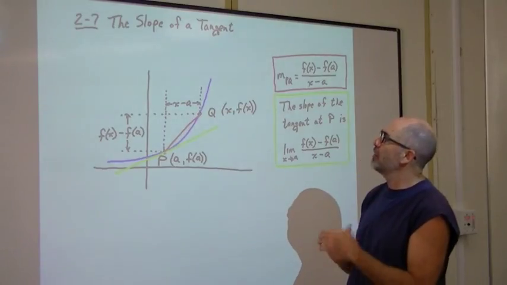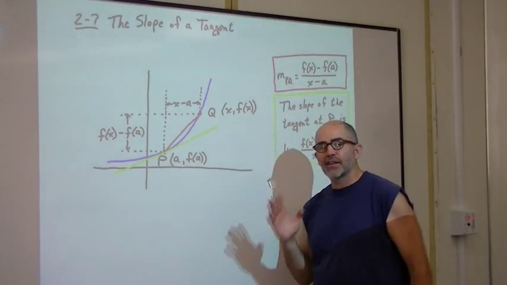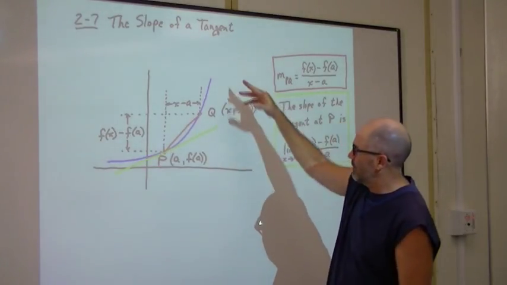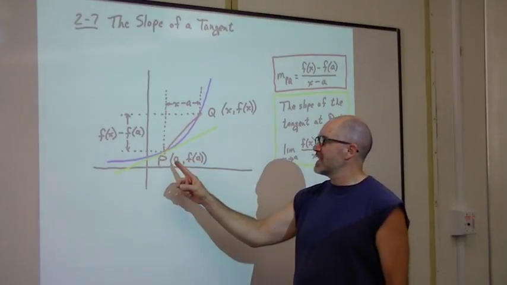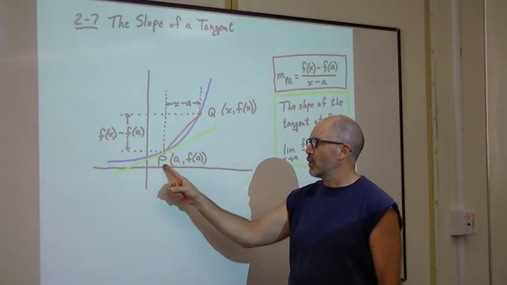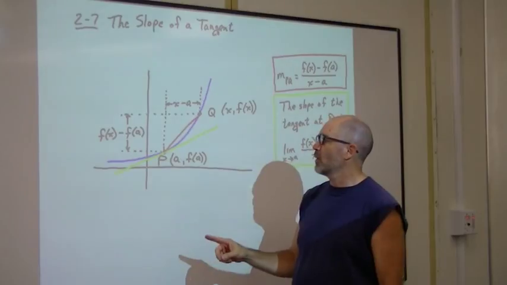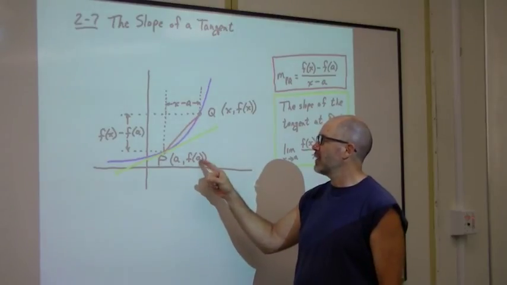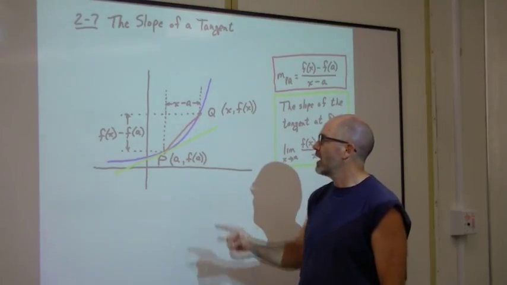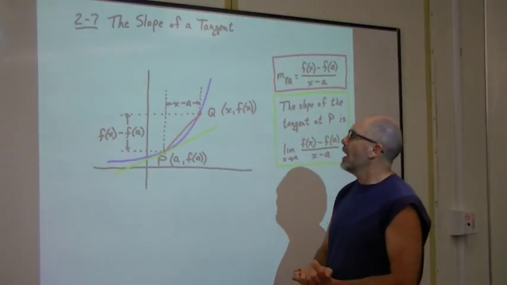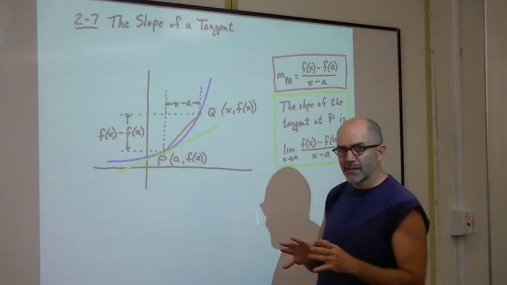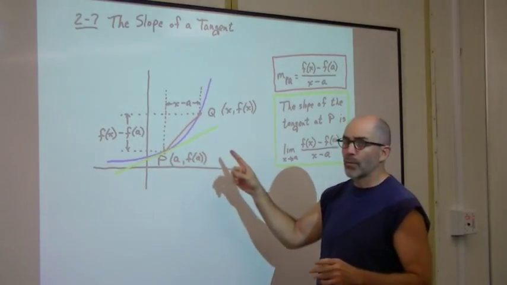The slope of the tangent. We started talking about this on the very first day of school. We've got a curve, and we've got a point on that curve, we'll call it point P. And the coordinates of point P are going to be a, f of a. So some x value, and you plug that x value into the function, so we have an x and a y value. Now, we realize that we need 2 points to get a slope.